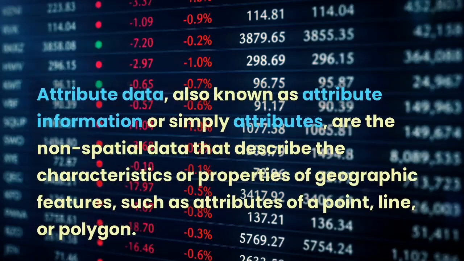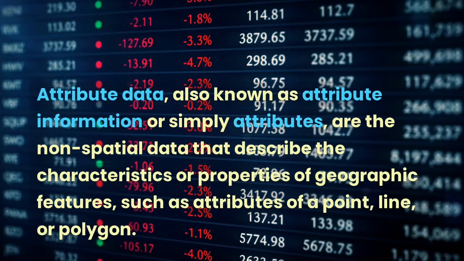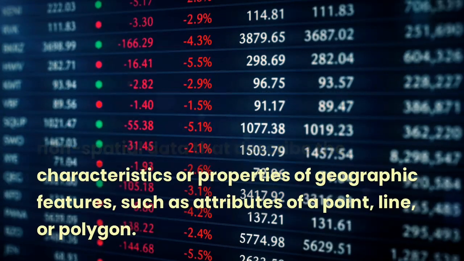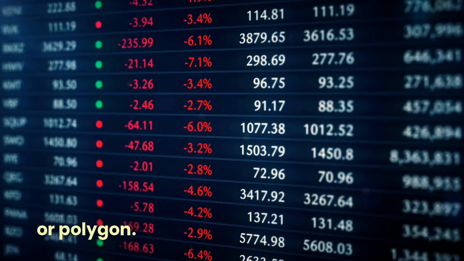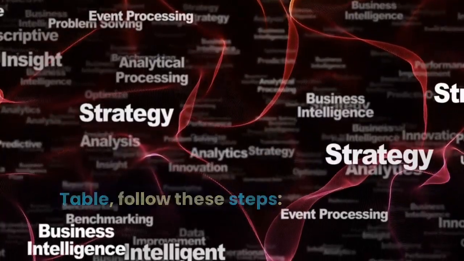Attribute data, also known as attribute information or simply attributes, are the non-spatial data that describe the characteristics or properties of geographic features, such as attributes of a point, line, or polygon. To open and work with the attribute table, follow these steps.